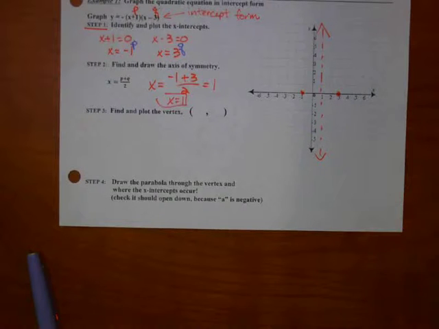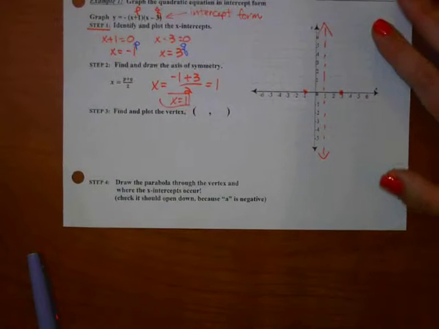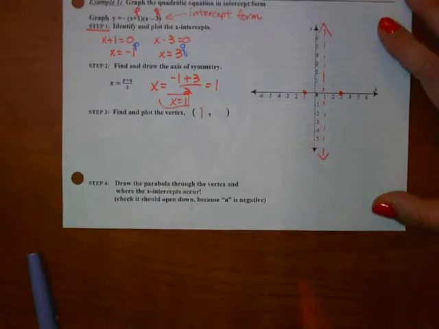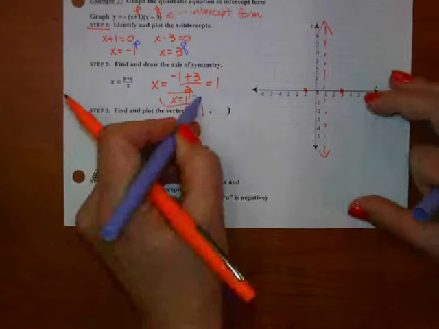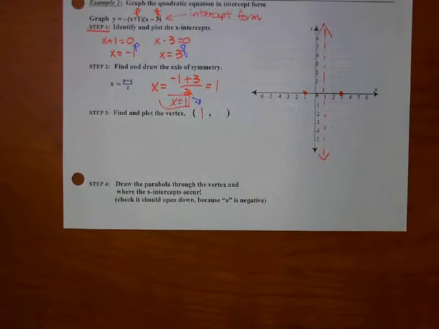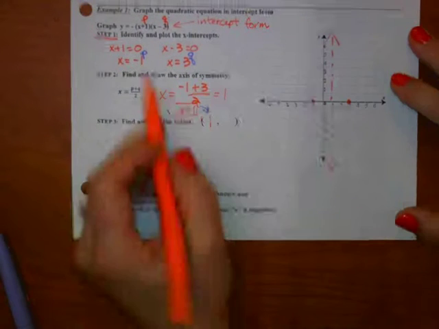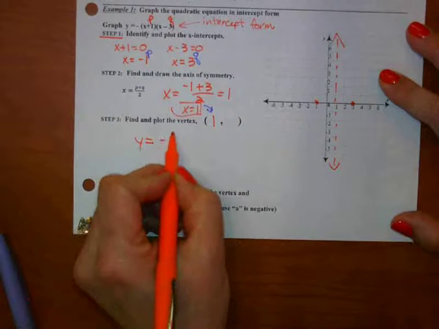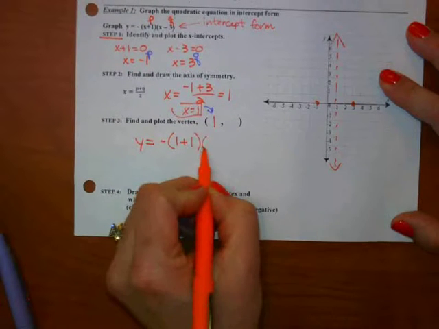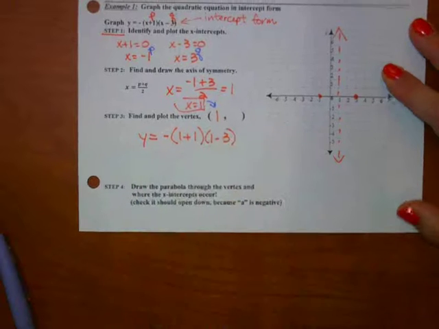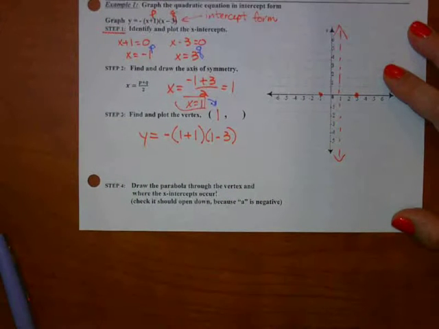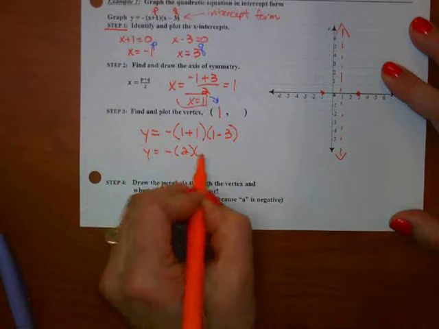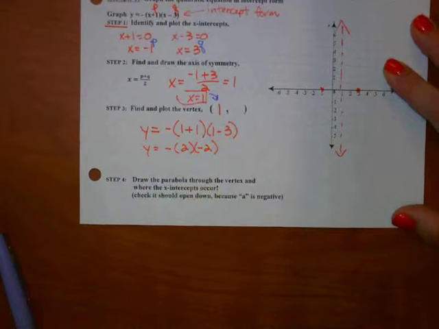Whatever, okay? Find and plot the vertex. You did this yesterday. What's the x-coordinate of the vertex? 1. You know that the x-coordinate of the vertex is 1. How do you get the other one? You plug it in. Wherever x is, you're going to put 1. Y equals -1 plus 1 times 1 minus 3. Y equals -2 times -2.